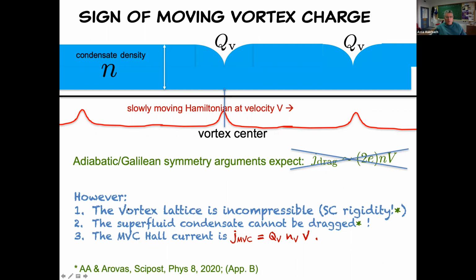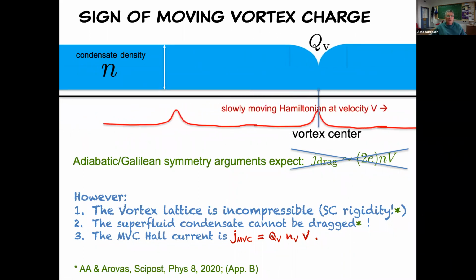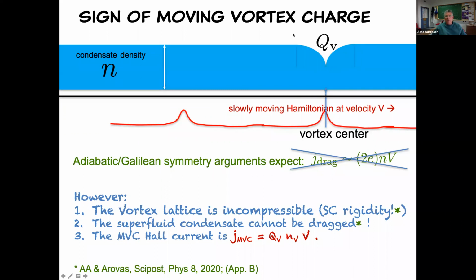So there are two properties of the superconductor, the vortex lattice incompressibility and the superfluid condensate cannot be dragged, which gives us that the only thing moving here will be whatever is attached to the vortex position, which is the vortex charge. And this is a picture of what's going on. You see that the density is actually staying the same, but what is moving is the vortex charge. Now, the moving vortex charge is something I have to define a bit better soon, but it's a quantity that is attached to the vortex position. And once you accept that, then the whole current is going to be that charge times the density of vortices, which is proportional to the magnetic field, times the velocity, which is given by a Josephson relation.